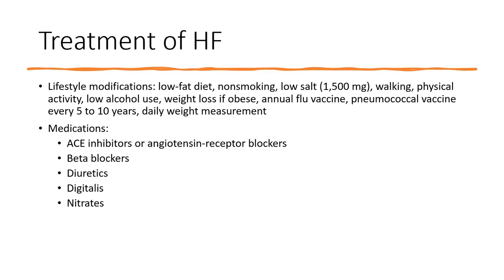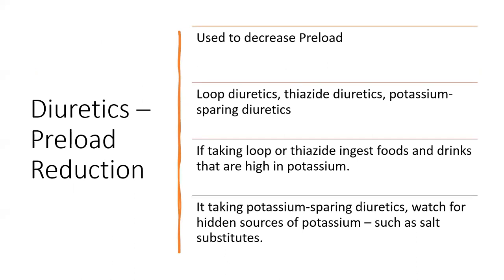These are just some of the medications, and we're going to go through quite a bit of medications in the next couple slides. So the first one is our diuretics, which cause preload reduction. The reason we give diuretics is to decrease preload. We don't want as much fluid going in. So you can have thiazide diuretics, loop diuretics, potassium sparing diuretics. If taking a loop or a thiazide, ingest foods and drinks that are high in potassium. If taking potassium sparing diuretics, watch out for hidden sources of potassium, such as salt substitutes. So just make sure that they're watching those salt substitutes.